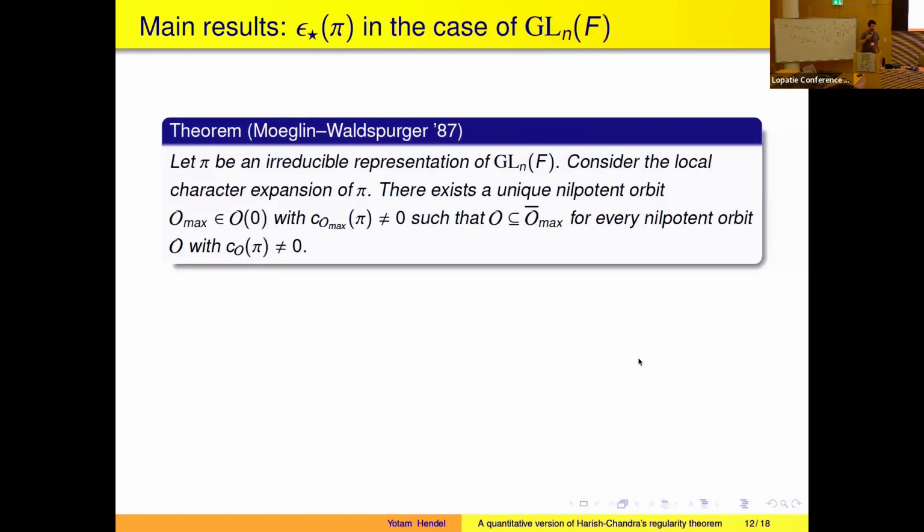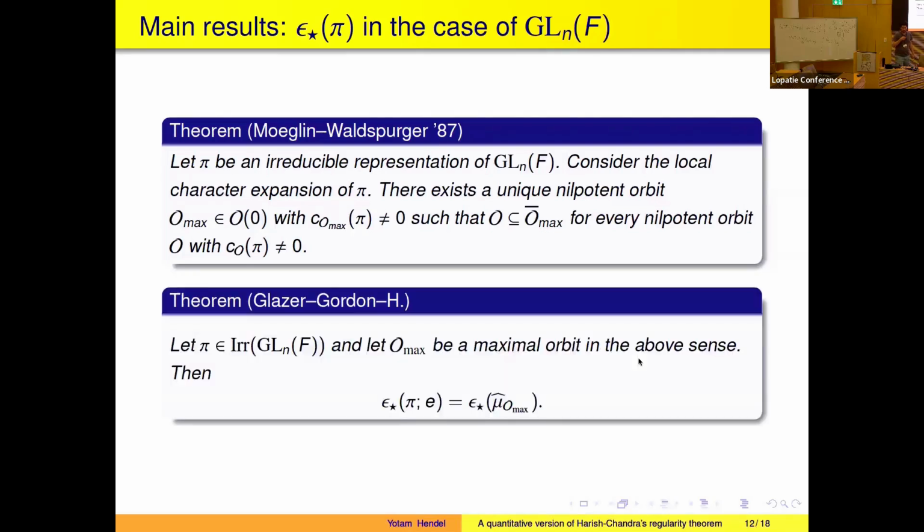and we consider the local character expansion of the character of pi, then I have a unique maximal orbit appearing in this local character expansion with coefficient which is non-zero, and the closure of this orbit contains all other orbits appearing in the local character expansion. So this says something about the wavefront set of this character.